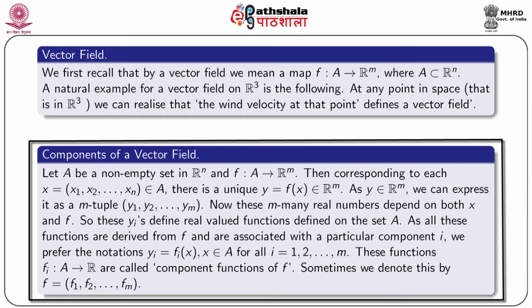So, these yi's define real valued functions on the set A. As all these functions are derived from f and are associated with a particular component i, we prefer the notation yi equal to fi(x), where x is in A and i runs from 1 up to m. These functions fi from A to R are called component functions of f. Sometimes we denote this by writing f equal to the ordered m-tuple f1, f2 up to fm.